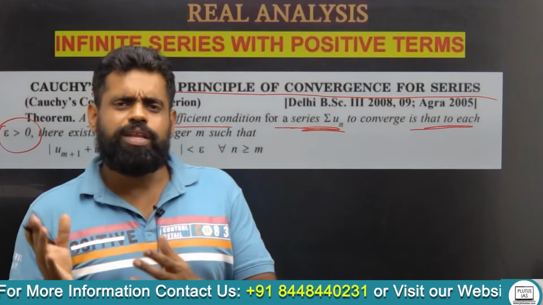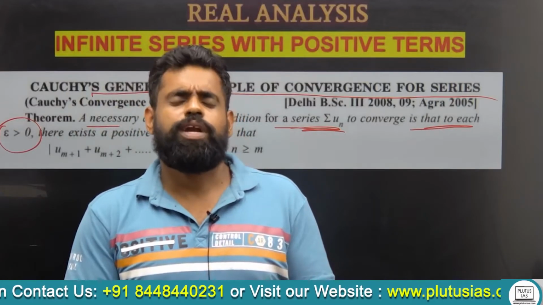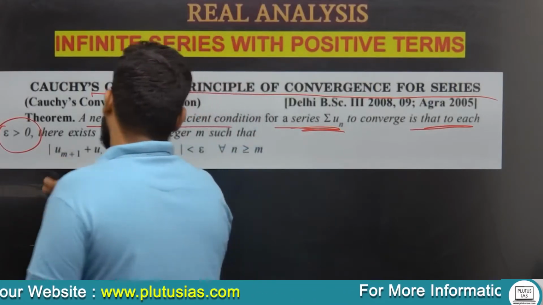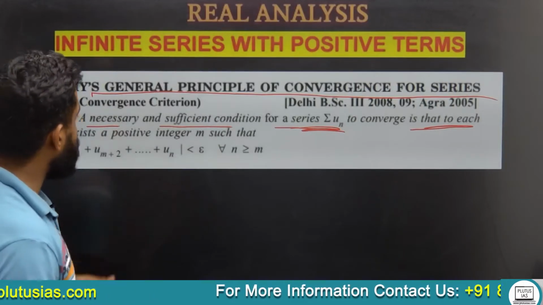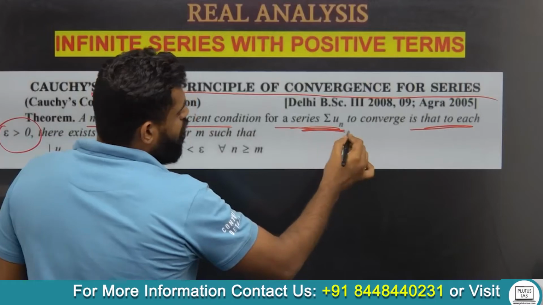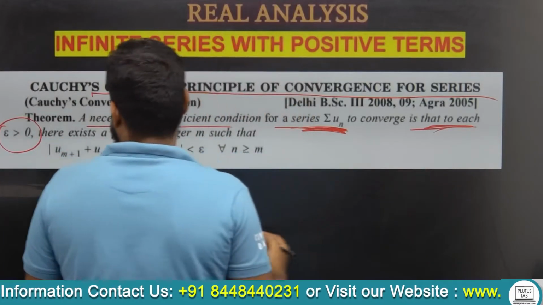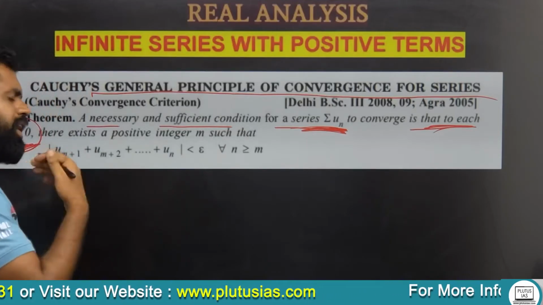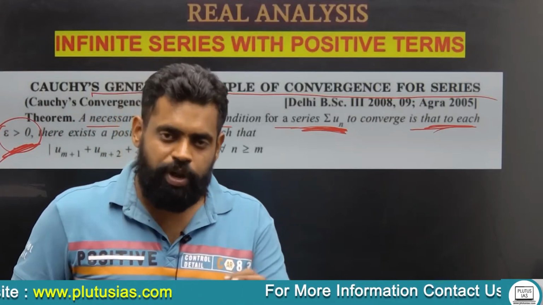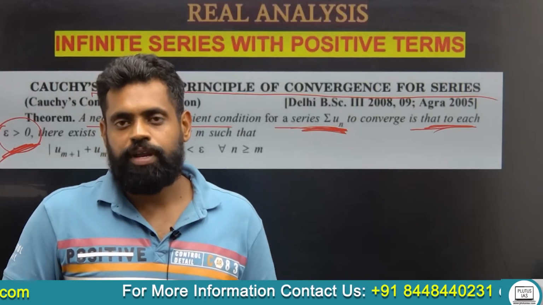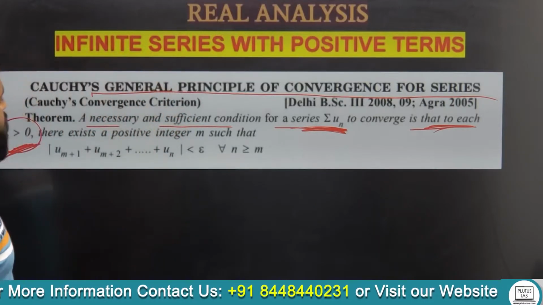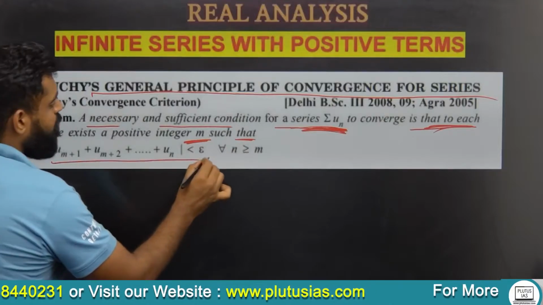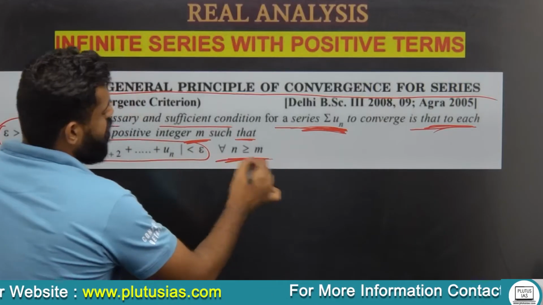All these things in real analysis that I have taught you earlier, the limits, the sequences, and now the series, all have the same idea. The condition is that for any epsilon we choose greater than 0, be it 0.1, 0.2, 1.4, 7, there exists a positive integer m such that the sum of terms from m plus 1 to n is less than epsilon for all n greater than m.